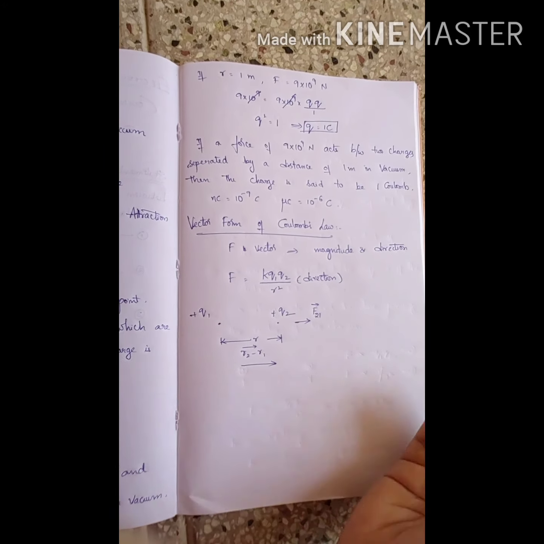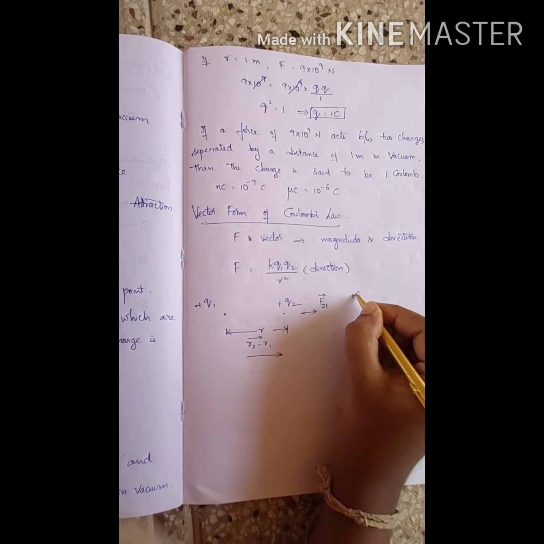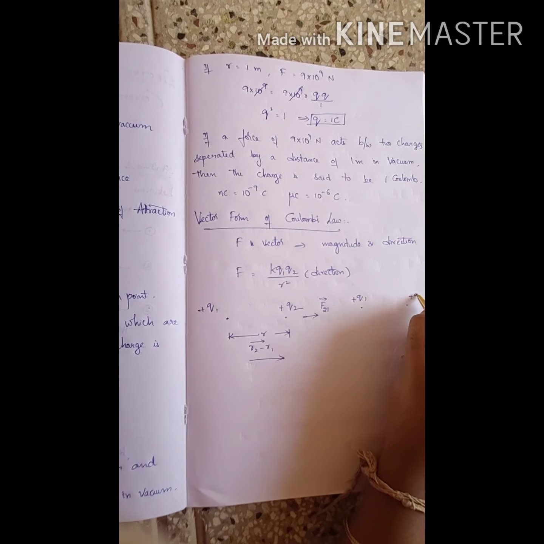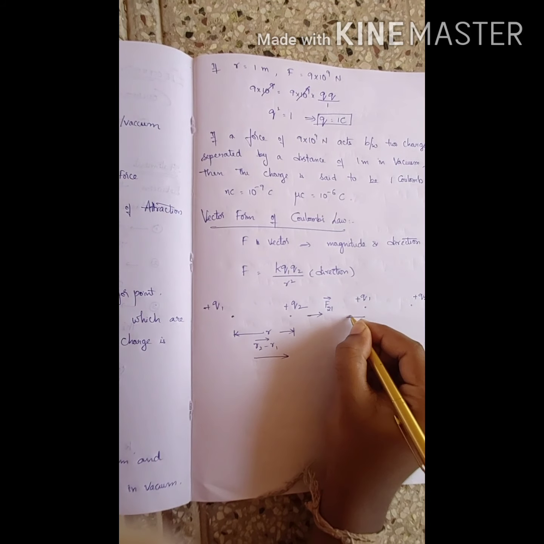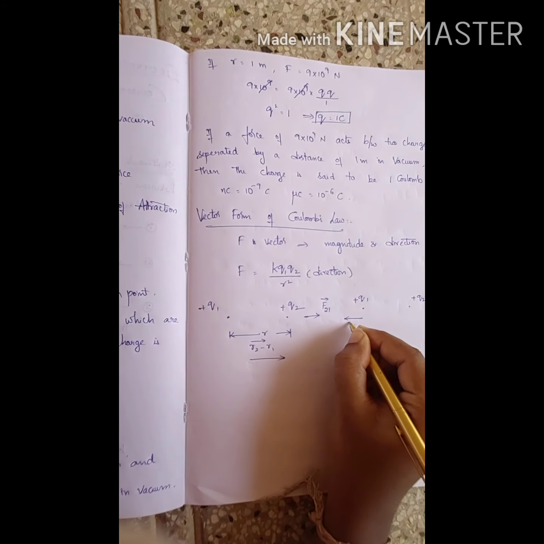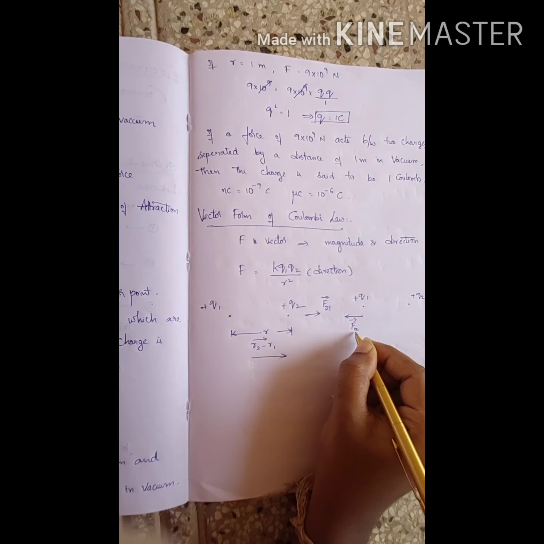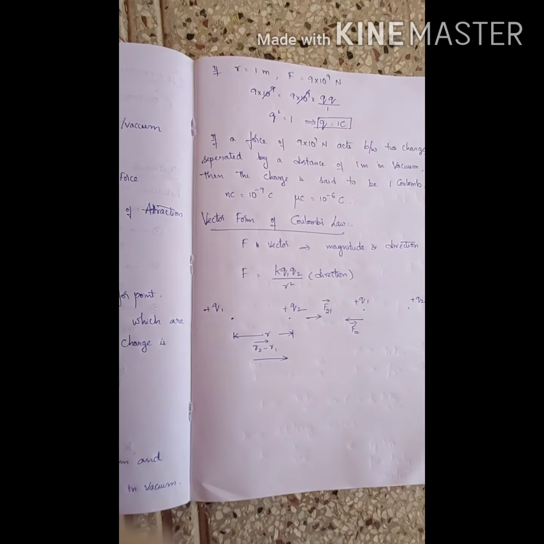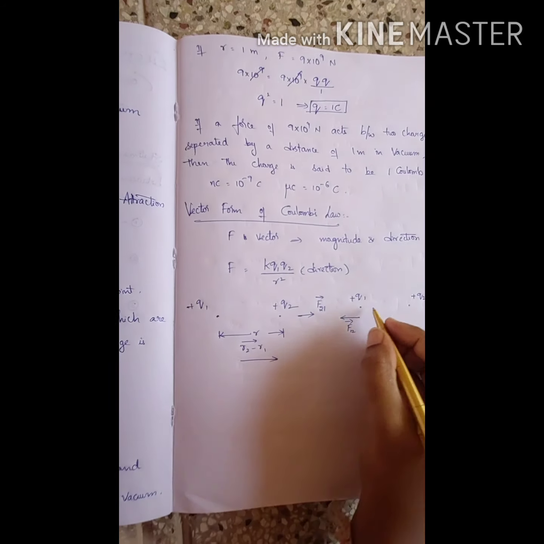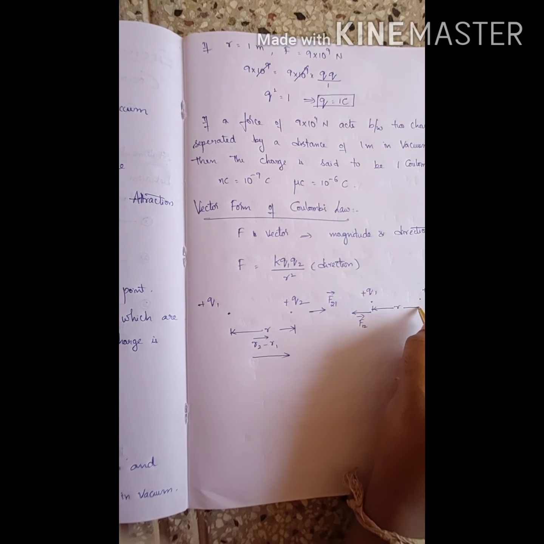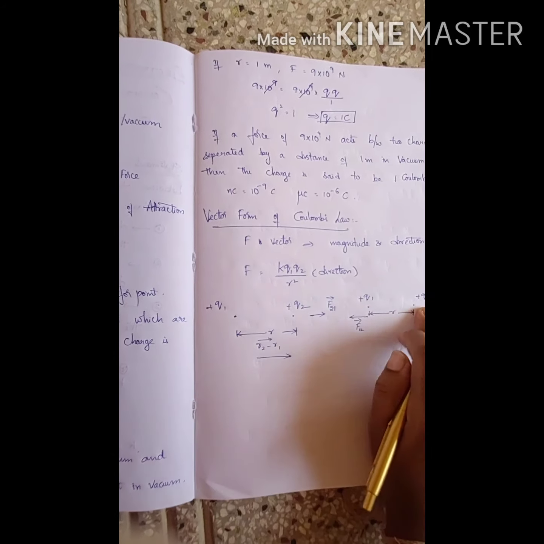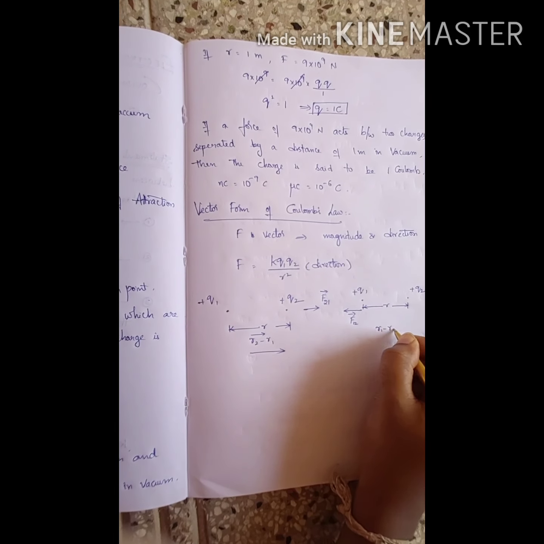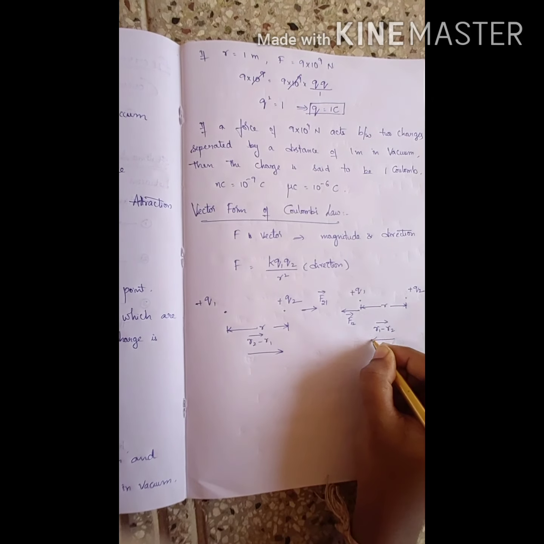Now if the same thing is happening, plus Q1 plus Q2. If Q2 is repelling Q1, F12 bar, force of 1 due to 2, force acting on charge 1 due to charge 2. If again the same distance R is considered, then how will you write this? This is final and this is initial. R1 minus R2 whole bar acting in this direction.